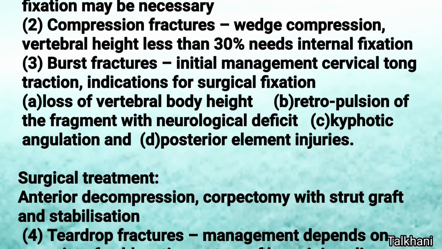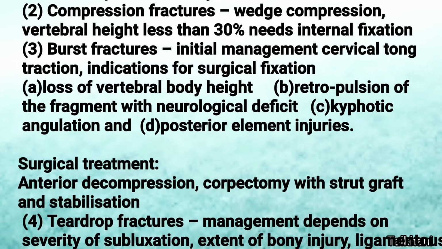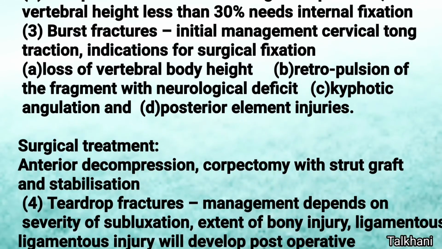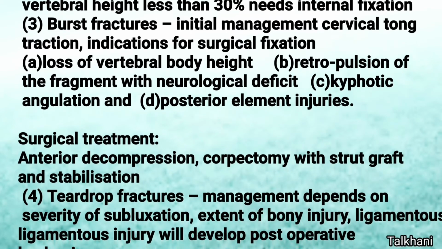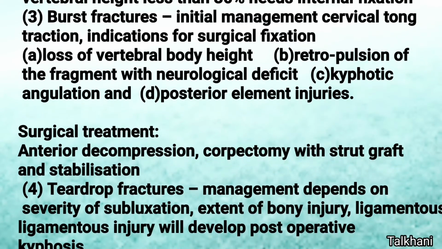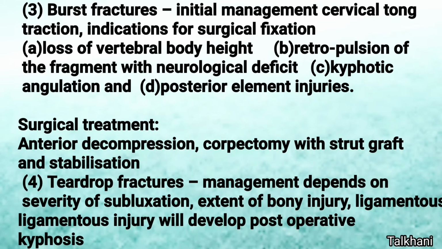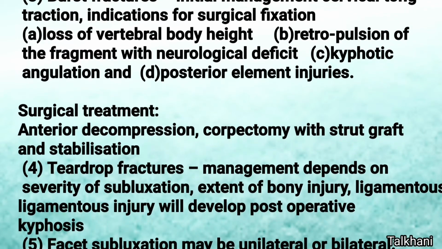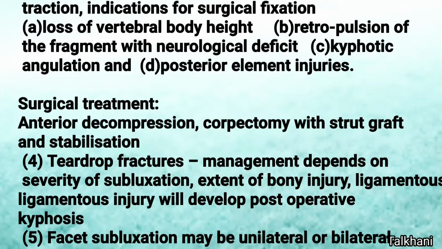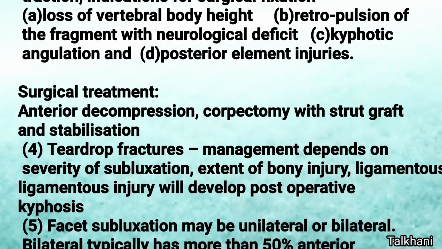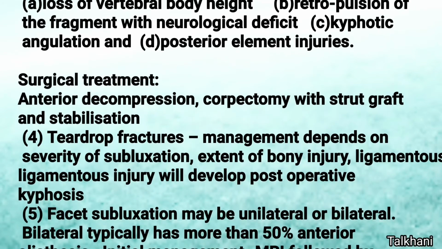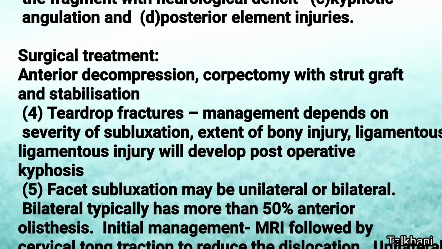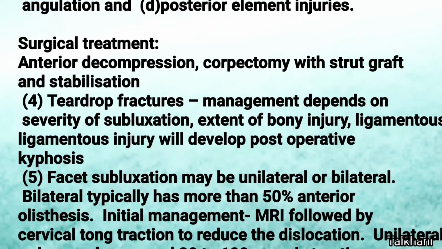Third category for discussion here is burst fractures. Initial management in burst fracture is cervical tong traction. Indications for surgical fixation are loss of vertebral body height, retropulsion of the fragment with neurological deficit, kyphotic angulation, and posterior element injuries. Surgical treatment involves anterior decompression, corpectomy with strut graft and stabilization.